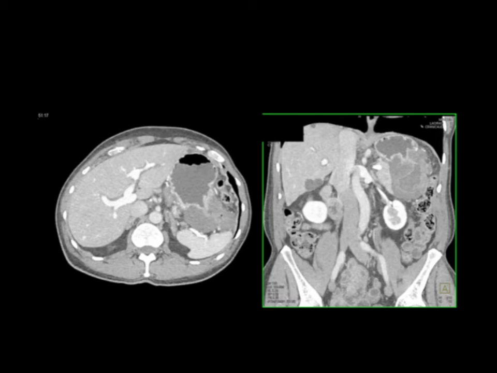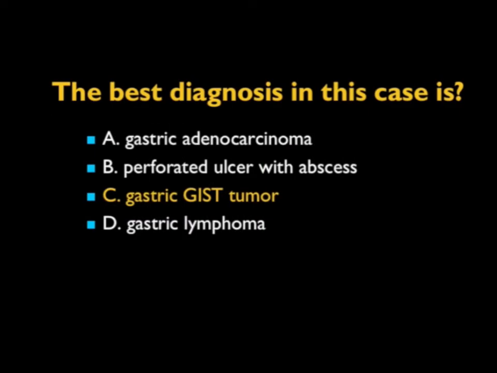They're commonly exophytic. This is not going to be a lymphoma. Lymphomas can be bulky, but they're typically infiltrating, not exophytic. In a sense, I guess you could have argued this was a perforated ulcer. It is an ulcer, but it's a solid mass present. It's a GIST with ulceration. It's not an abscess. And adenocarcinoma, usually not so exophytic, not this large, GIST tumor. Next case.